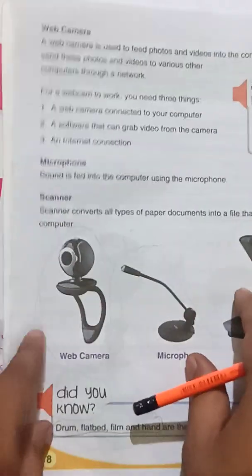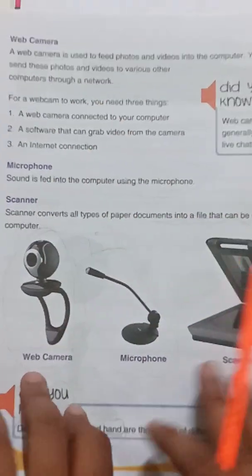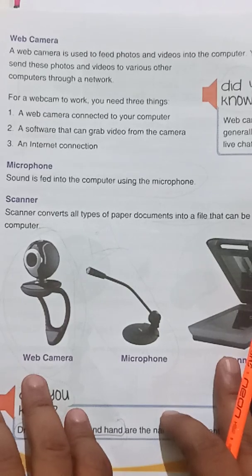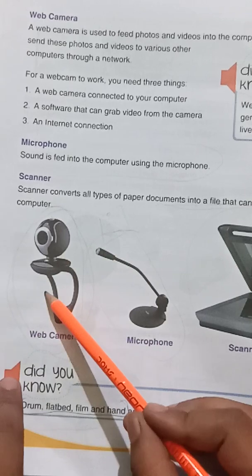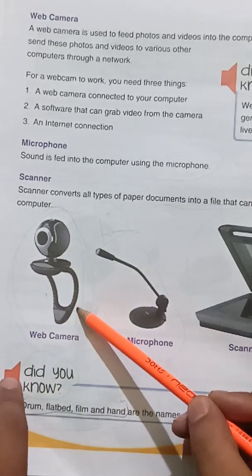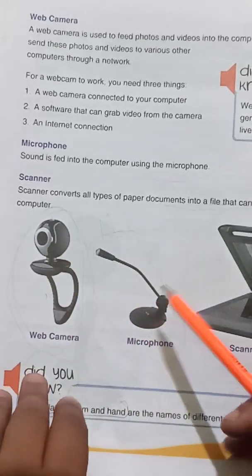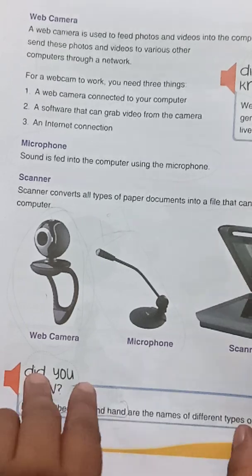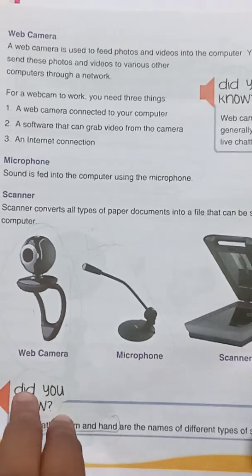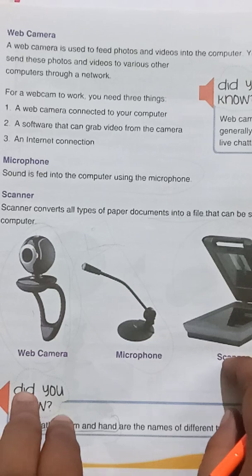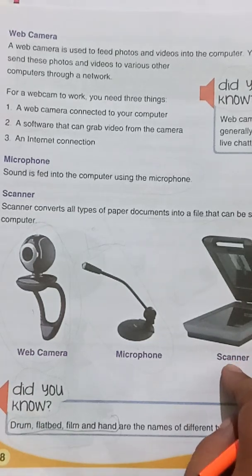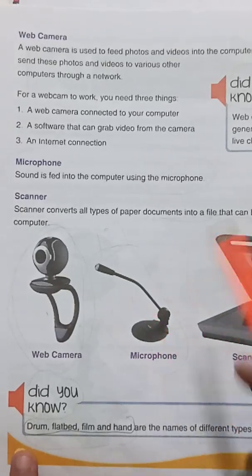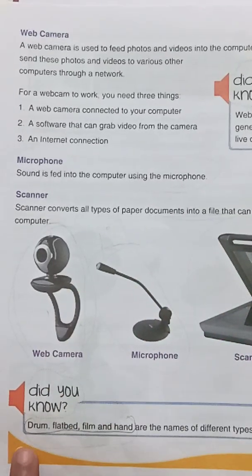Now the fourth one, that is web camera. You all have seen web cameras. See, this is the picture over here. This is the picture of the web camera. A web camera is used to feed photos and videos into the computer. If we have to input our photos and videos, so which is the medium? That is web camera. So it is also an input device.